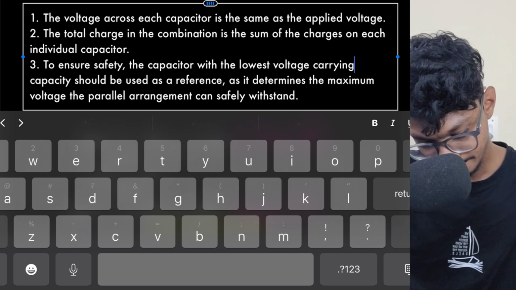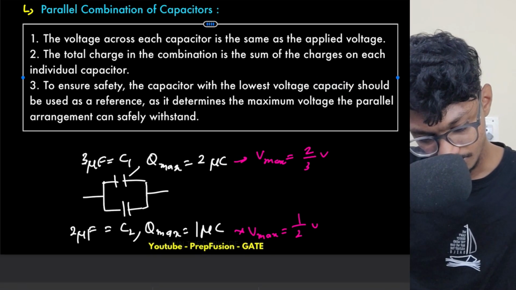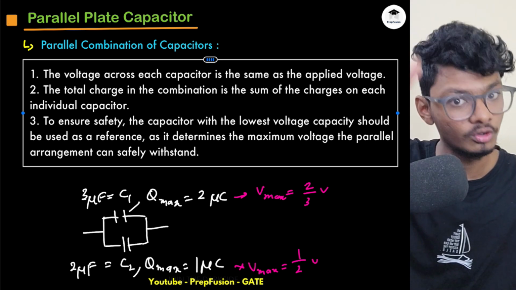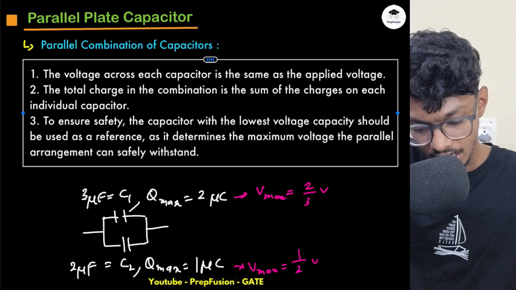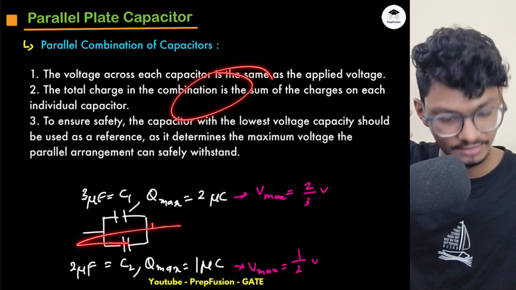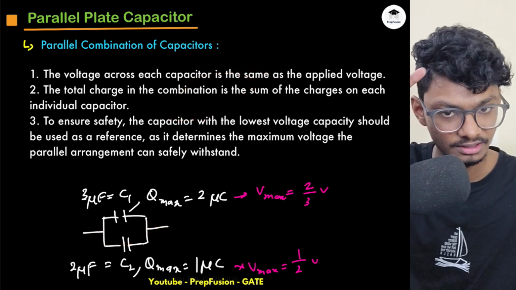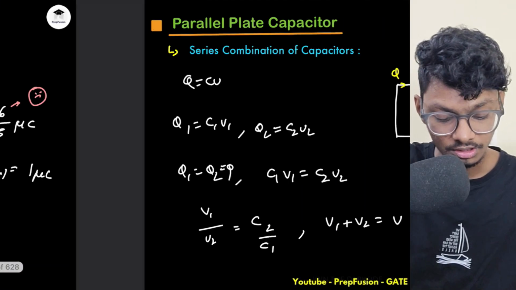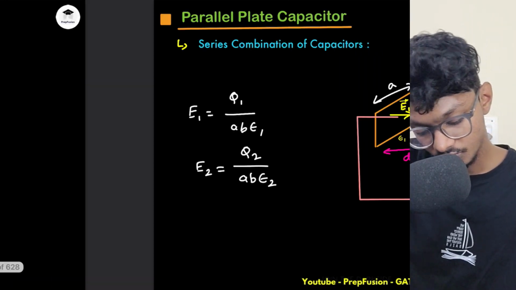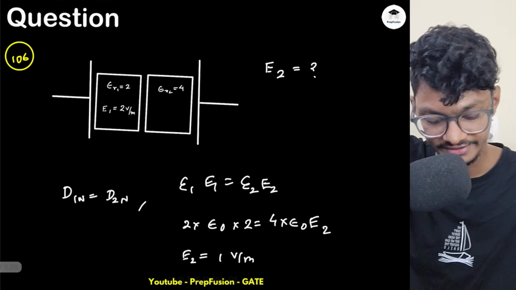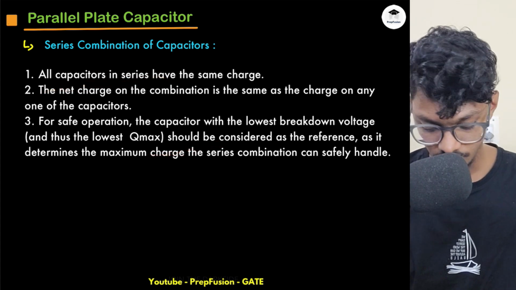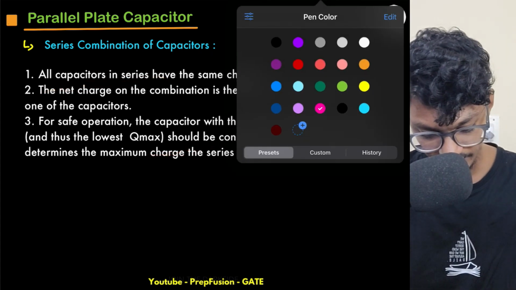In case of parallel combination, as voltage is the same for everything, I will choose the voltage as reference. So there I derived a bit wrong. But in case of series, what will I choose? I will choose the charge as reference because charge is the same everywhere. So I will pick and choose each and every one of them.